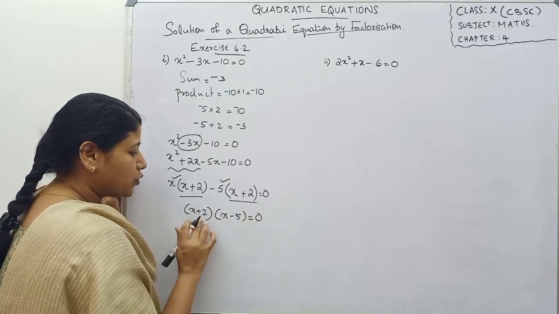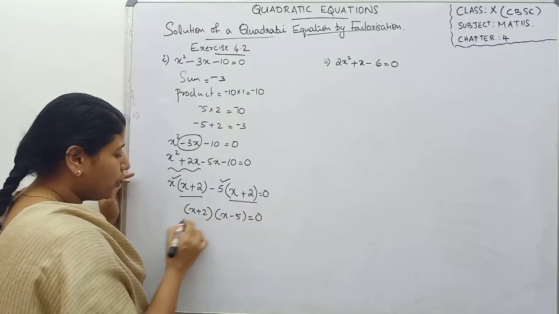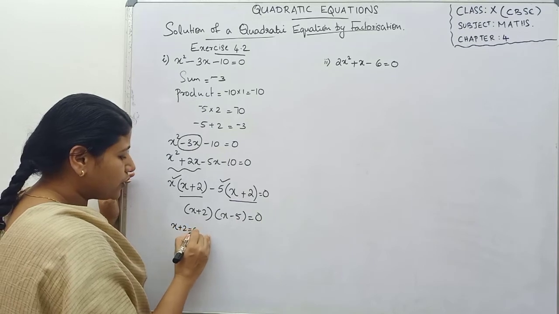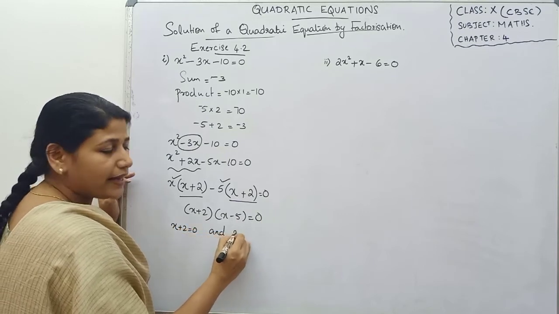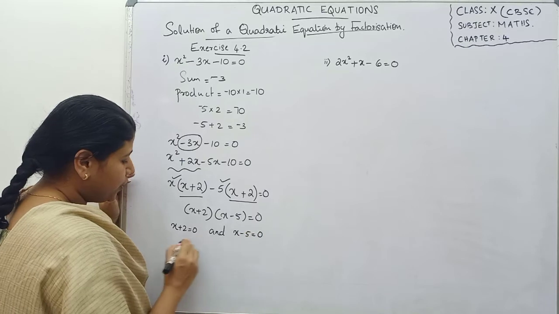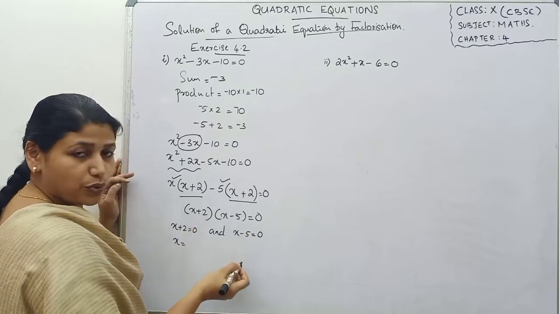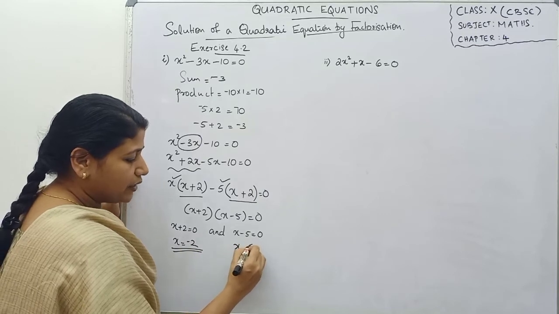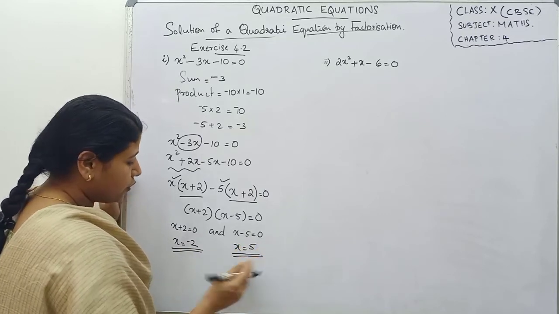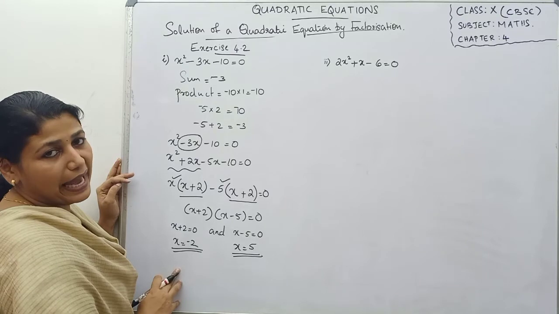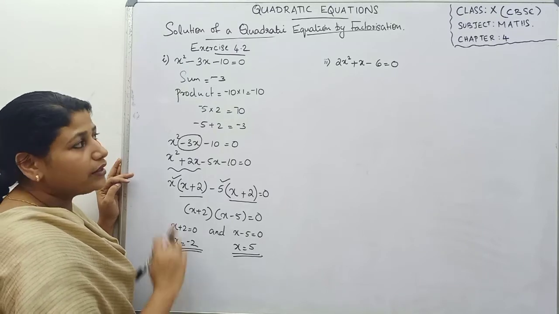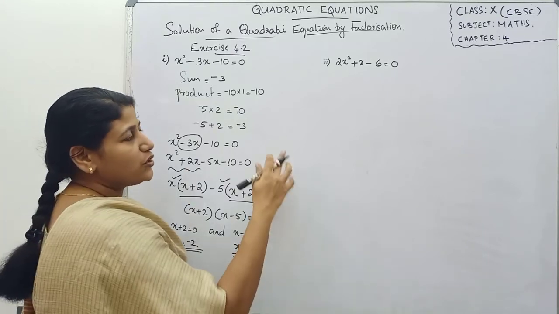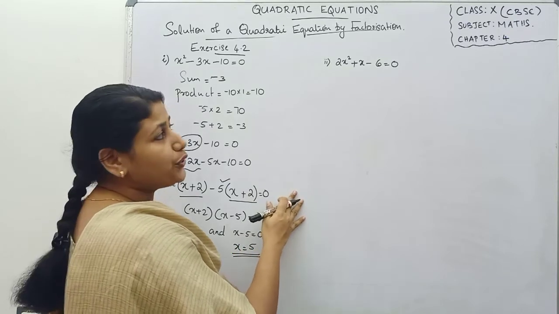Okay, x plus 2 into x minus 5 equal to 0, which means x plus 2 equal to 0 and x minus 5 equal to 0. So you will get x equal to, this 2 can be taken to that side, x equal to negative 2, and here x equal to 5, as negative 5 will become 5. So your solution is negative 2 and 5. Understood? Move on to the next question, which is 2x square plus x minus 6 equal to 0.